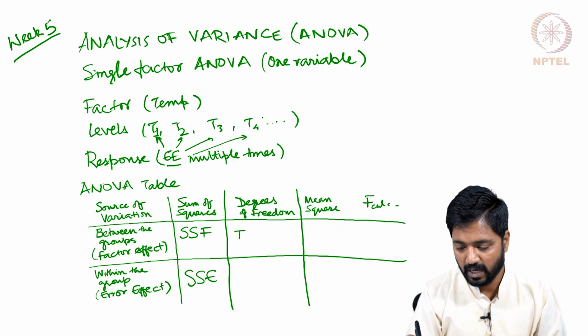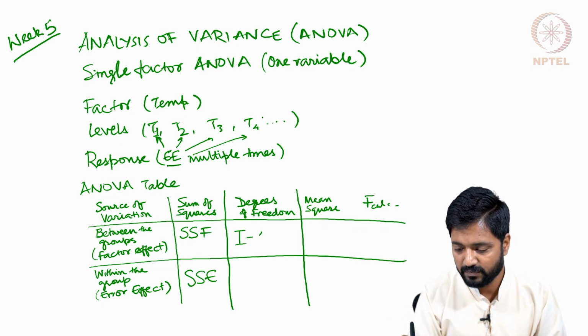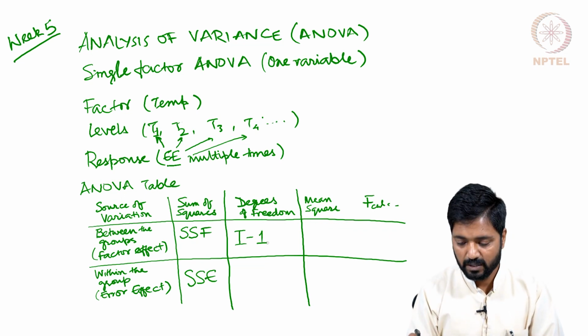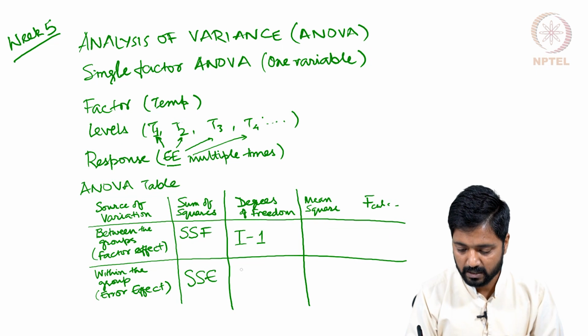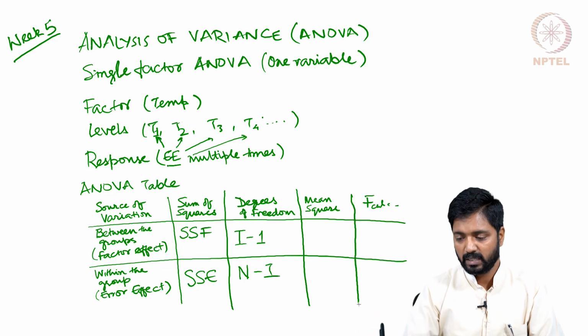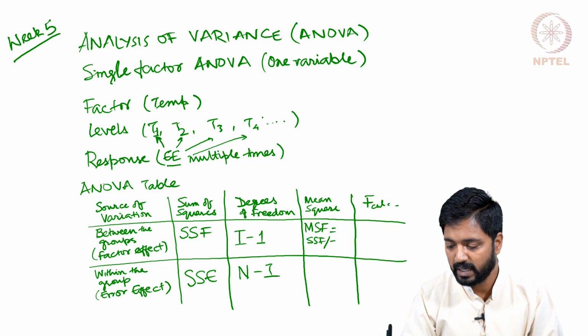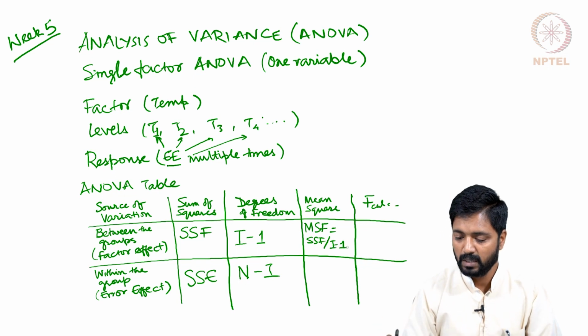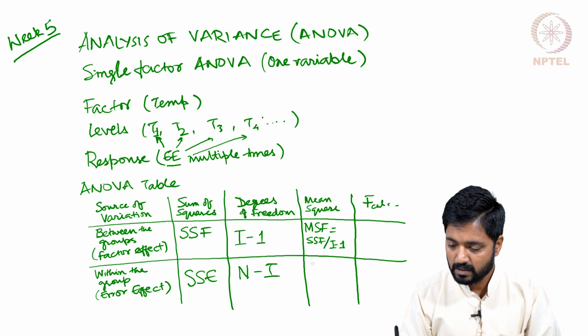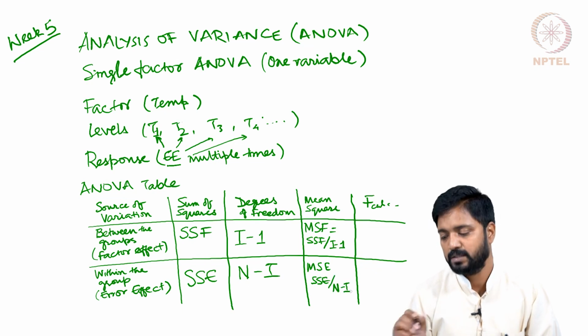If we are dealing with I number of sets or I groups, then the degrees of freedom for the factor effect will be I minus 1, and for the sum of squares due to error, the degrees of freedom is n minus I. From this we can calculate the mean square factor, which is the sum of squares factor divided by the degrees of freedom I minus 1, and the mean square error, which is the sum of squares due to error divided by n minus I degrees of freedom.